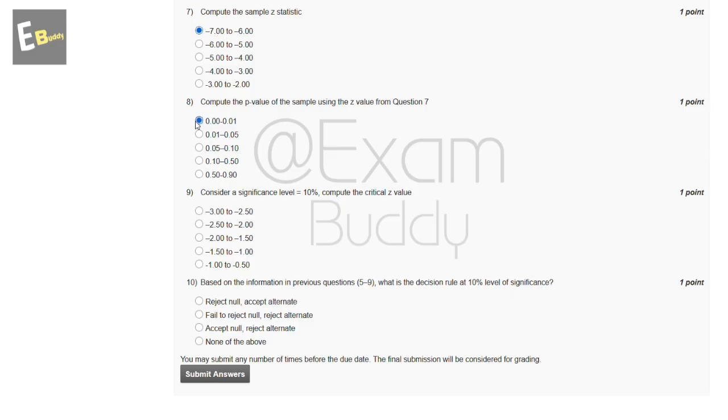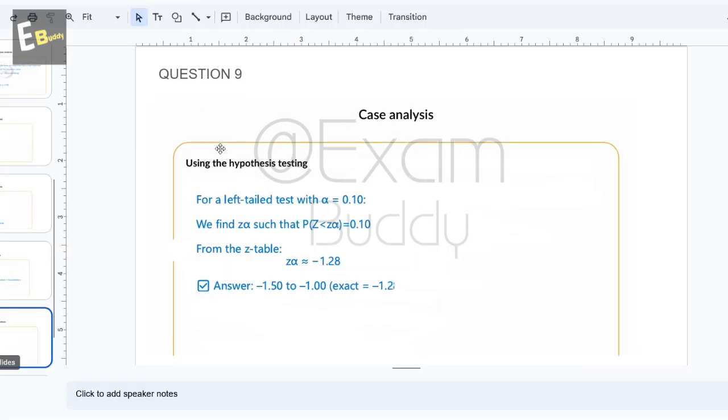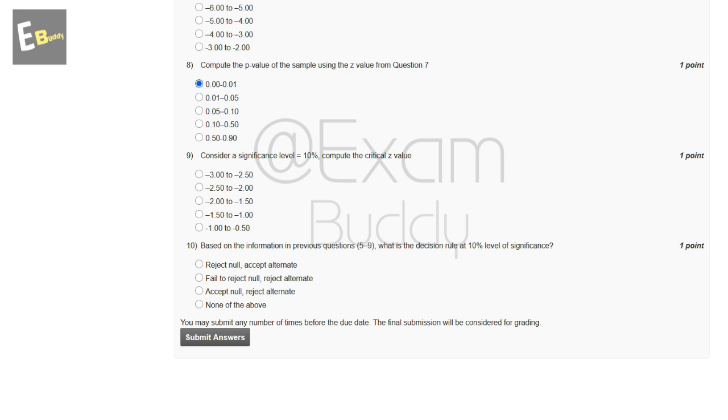Now the ninth question is: consider a significance level alpha equal to 10%. Compute the critical z value. These are the options, and let's check the answer of the ninth question. These are the calculations, and the answer lies between minus 1.50 and minus 1.00. The exact value is minus 1.28. So the answer of our ninth question is D, minus 1.50 to minus 1.00.